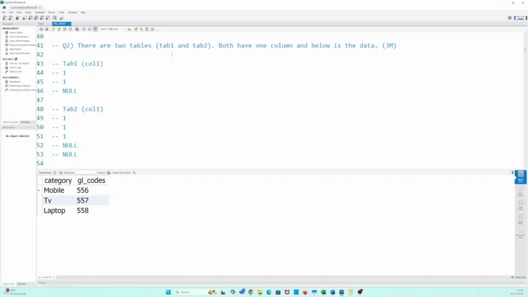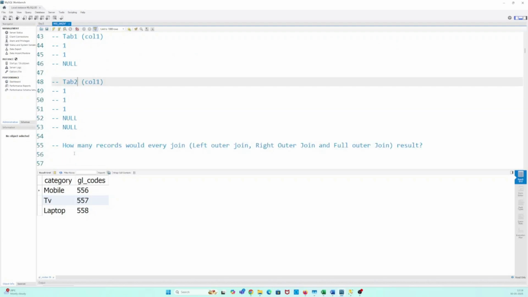There are two tables, table 1 and table 2. Both have one column and below is the data. So this is a table column. First two rows are 1 and the third row is null. For table 2, the first 3 rows are 1 and the next 2 rows are null. So our question is, how many records would you get in every join, like left, right and full join result?